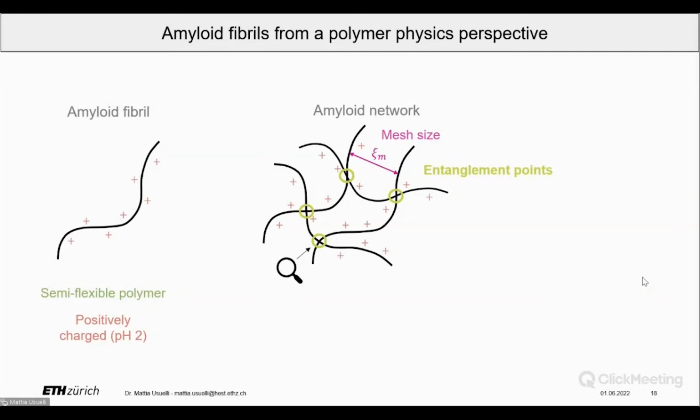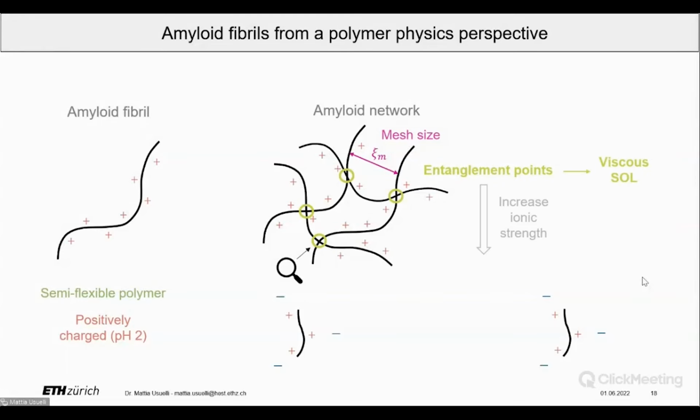If we have a closer look here, what happens? The fibrils are positively charged, so when they get in contact with each other, they do not really manage to get in contact because we have some electrostatic repulsion. It means I have an electrostatic force that is pulling the fibrils apart. So it means it's an entanglement point. The fibers can kind of dance around, but they don't manage to stick to each other.